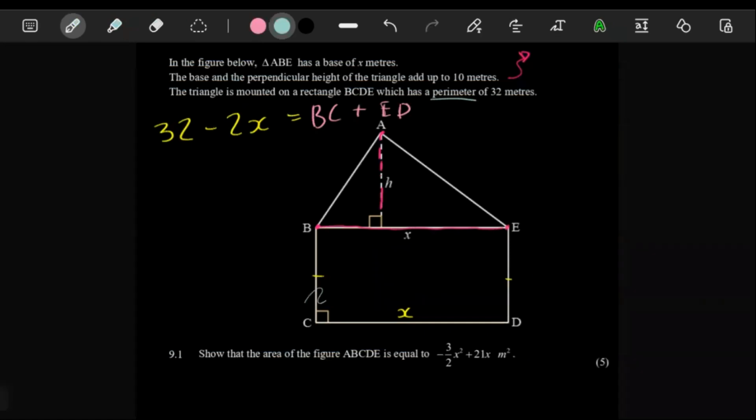So what we can say is the length of BC and the length of ED, right? It's just going to be 32 minus 2X divided by 2. If you simplify this, you're going to get 16 minus X. So what we can easily do is, we know that this side here can be written as 16 minus X. This side here, we can write it as 16 minus X.